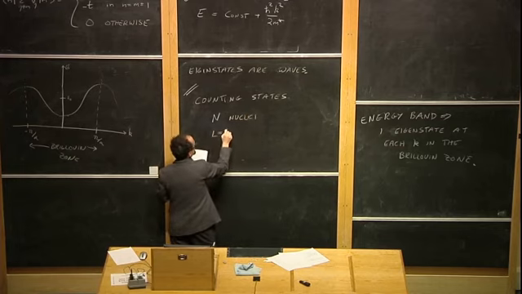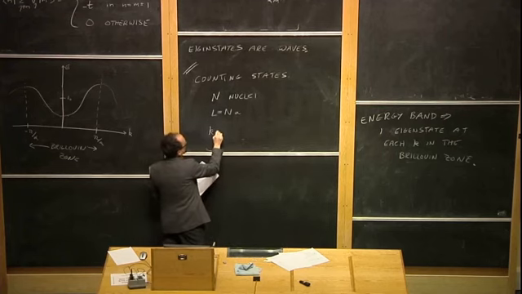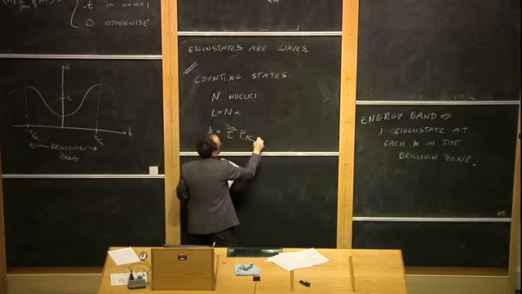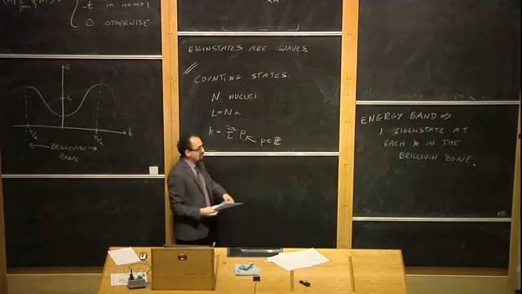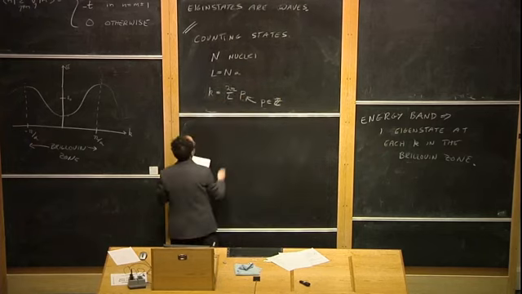So that means the length of our system is n times a. And if the length of the system is n times a, the k's we are allowed must be of the form 2 pi over L times p, where p is an integer. You guys familiar with that notation, integer? Yeah? OK, good. p is an integer.